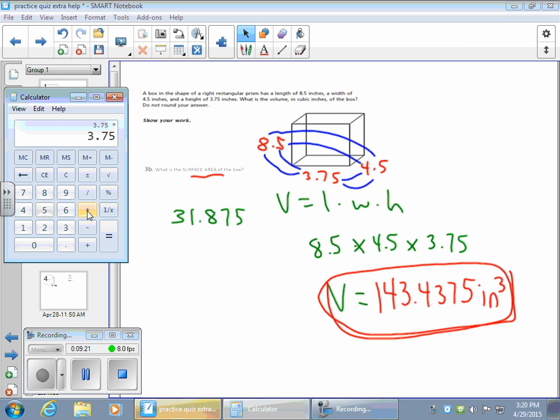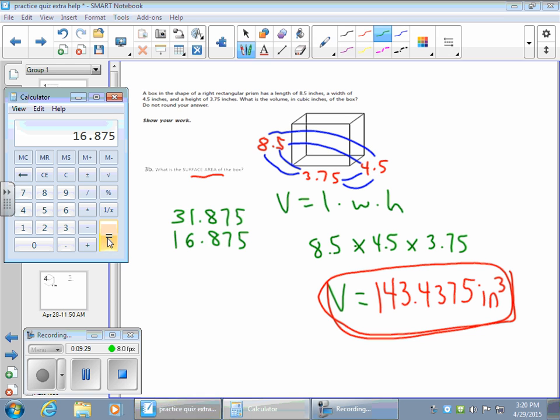3.75 times 4.5. 16.875. There's our second side. 4.5 times 8.5 equals 38.25. There's our third side. Now, remember, the 3 sides that you can't see are the same as the 3 that you can see. So when we did this times this, and this times this, and this times this, when we go backwards, we're just going to get the same numbers again, right? So let's add these up.